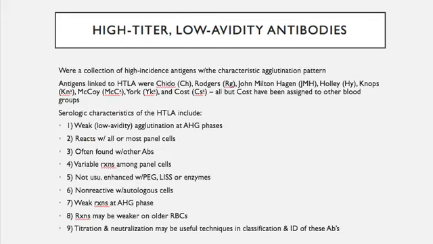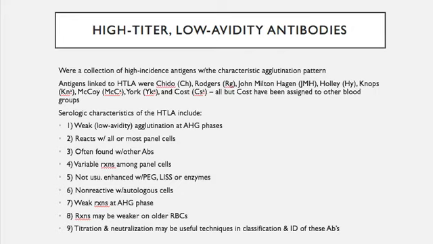There are some antibodies formerly known as high titer low avidity antibodies, or HTLA. They were a collection of high incidence antigens with a characteristic agglutination pattern. Some of the antigens that are linked to these high titer low avidity antibodies, you can see a list of them here. I'm not going to mention them all.